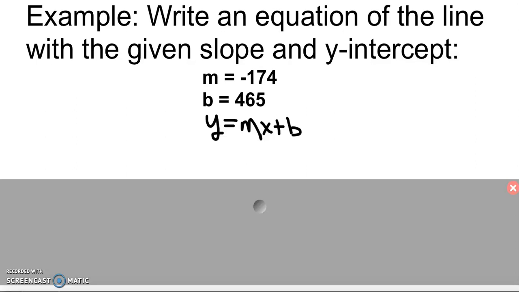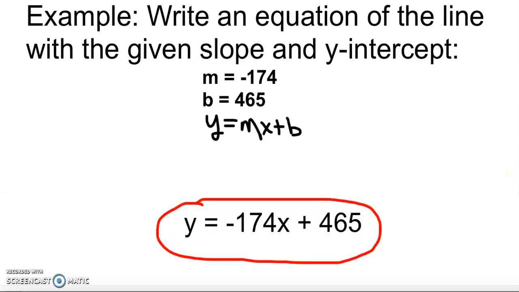All right, this is going to be a review problem here. Write an equation of the line with the given slope and y-intercept. So slope is our m and the y-intercept is our b. So all I need to do is fill in negative 174 for m and fill in 465 for b, and that gets us y equals negative 174x plus 465.